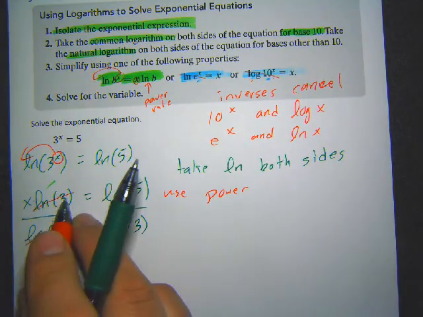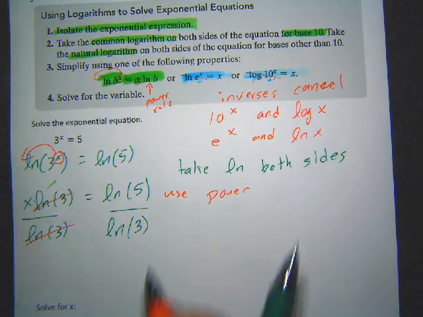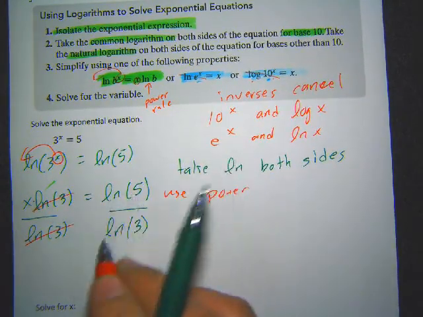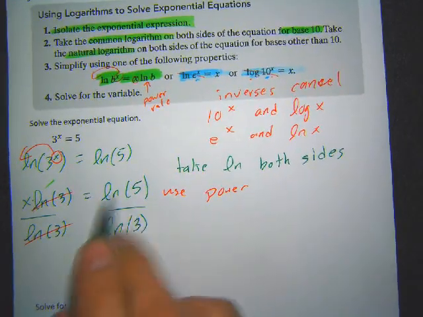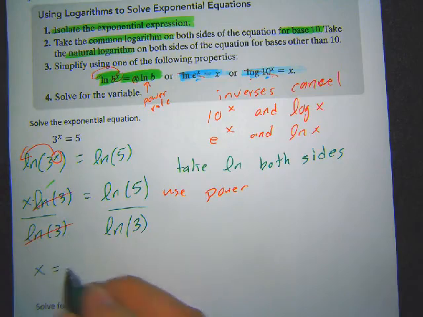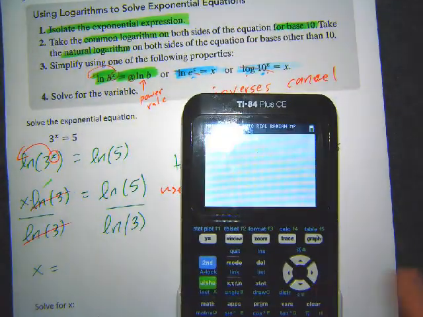So if you take natural log of 3, you get some decimal. So this is some decimal divided by the same decimal. They match, they cancel. And then over here, I have natural log of 5 divided by natural log of 3. That's not going to match. And so for this, to get an answer, we're going to type that in the calculator. And we're going to get some kind of decimal answer. It's not going to be a nice, pretty number. It's going to be some long decimal.